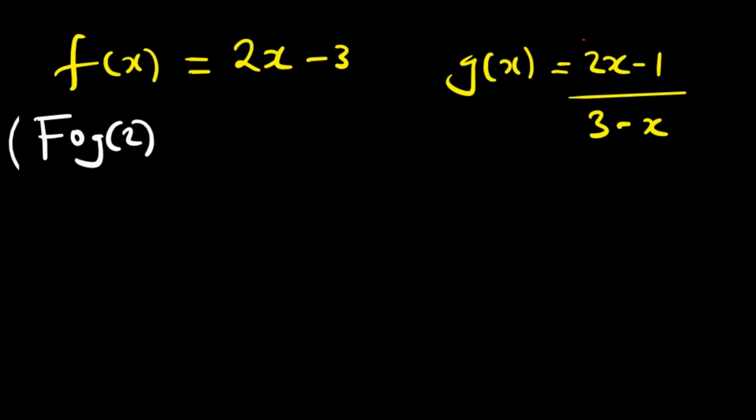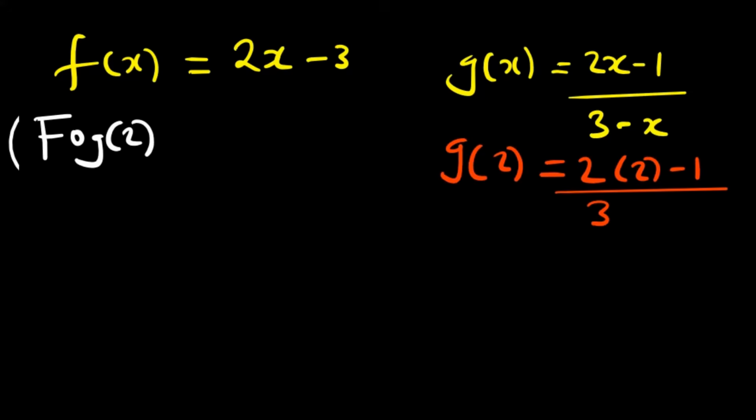So we're going to get the function for g of x. Wherever there's x, we're putting 2. So g of 2 will be equal to 2, where there's x, we're putting 2, over 3 minus 2. Then we solve. 2 multiplied by 2, that is a 4, minus 1, over 3 minus 2 down, that will give us a 1. 4 minus 1, that is 3, divided by 1, that is just a 3. So that is what g of 2 is. It is a 3.